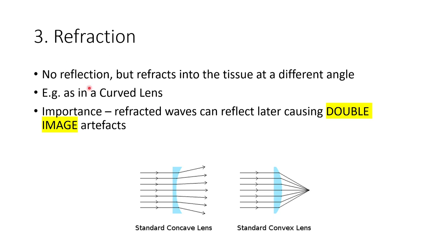So refraction, that is, there is no reflection, but it refracts after changing to a different angle, just like the concave or the convex lens. So the importance of refraction when considering echo is that these refracted waves will go and strike another tissue and that will reflect. So we can get a double image artifact when doing an echo. So getting a double mirror image artifact is because of this refraction.